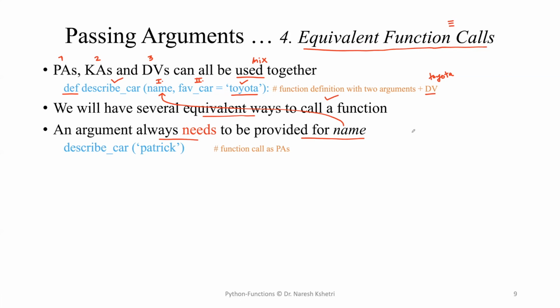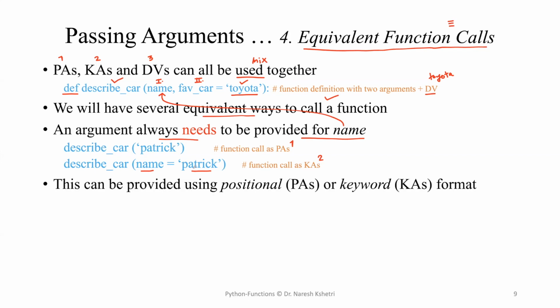So we make a function call with the help of positional arguments, where the first one is Patrick, assuming that his name is Patrick and his favorite car is Toyota. Or we can call it this way, with the help of keyword arguments, using the argument name over there and then Patrick, which is the equivalent function call. And now the second argument, the default value, will also be taken in the case of the keyword argument. So these can be provided in two ways.